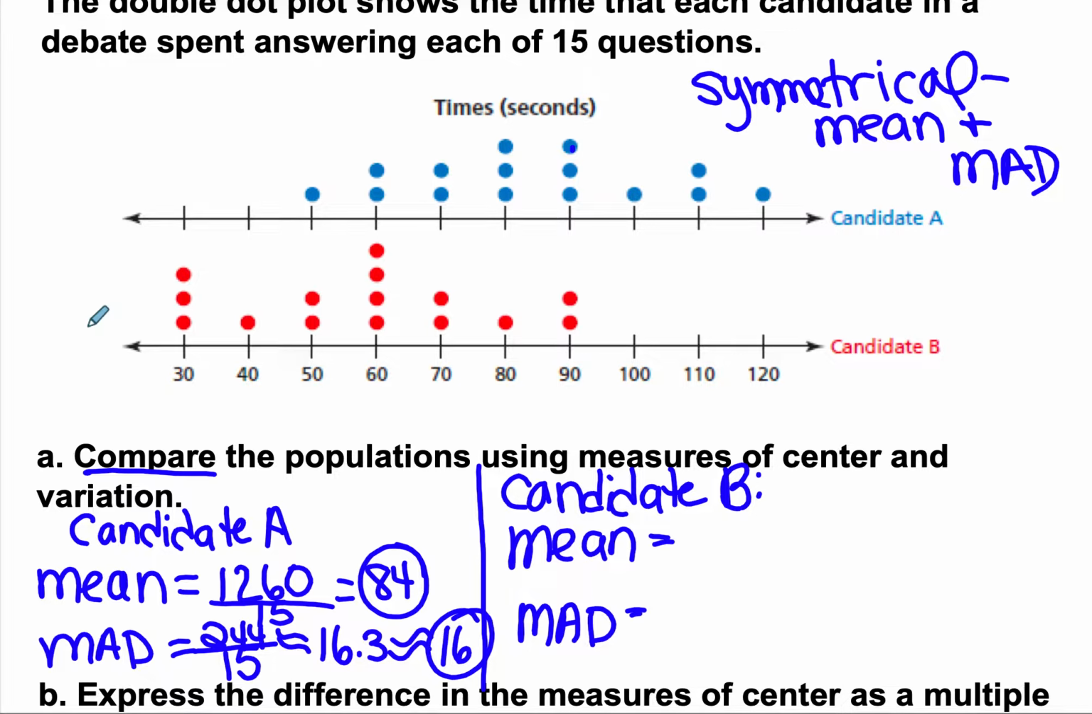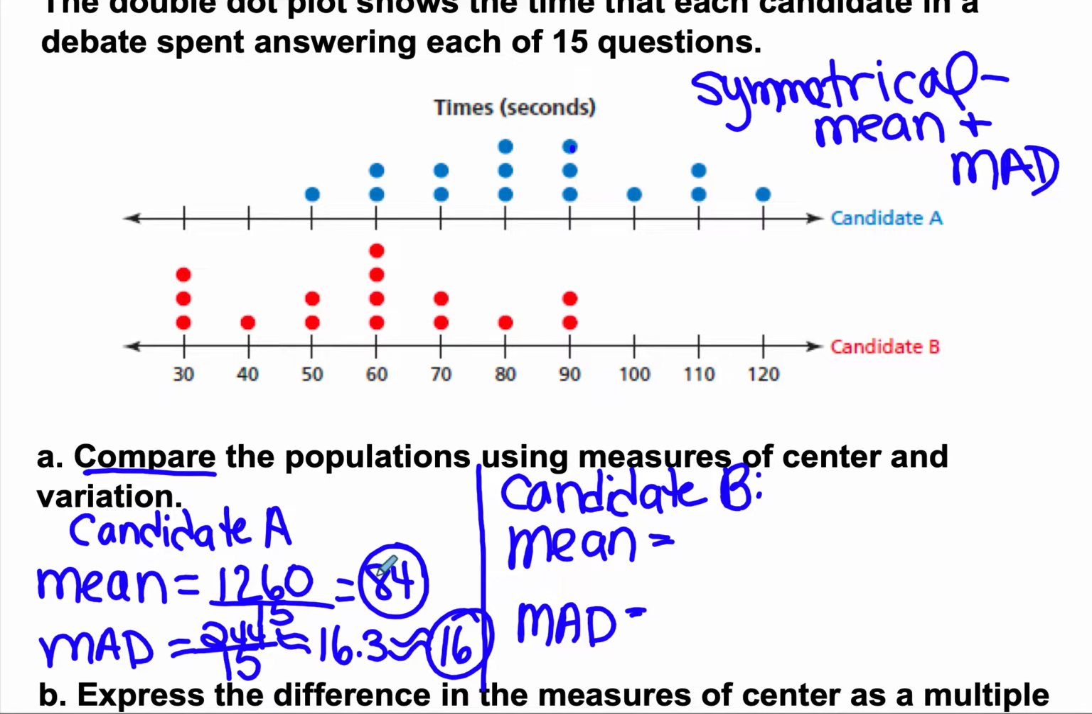Okay, so for candidate A, I started by adding my numbers together to get my mean. So I added one number for each one of these dots. I added 50 plus 60 plus 60 plus 70 plus 70 plus 80 plus 80 plus 80 plus 90 plus 90 plus 90 plus 100 plus 110 plus 110 plus 120. When I added all of those numbers together, I got 1,260. There are 15 numbers, so I divided by 15, and then I got 84.